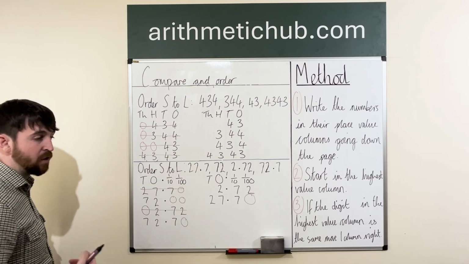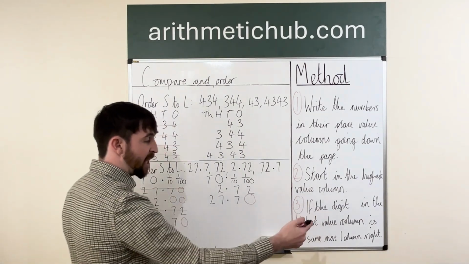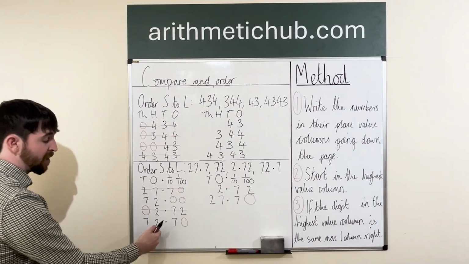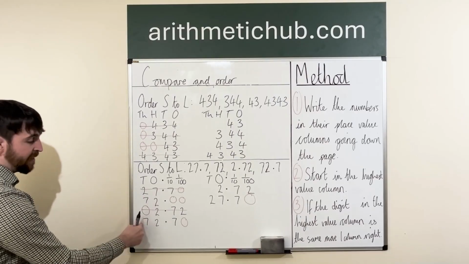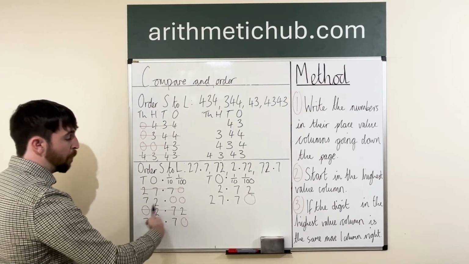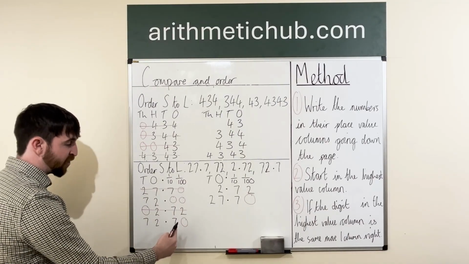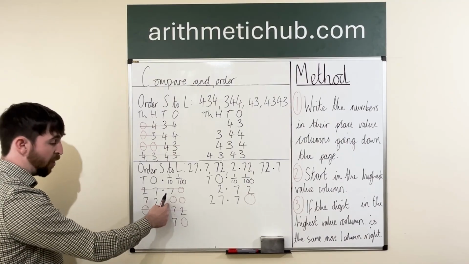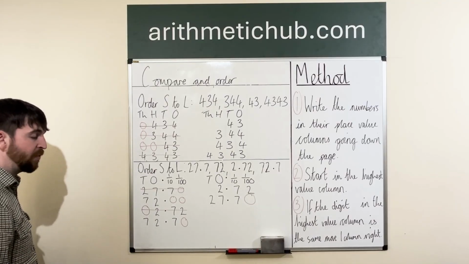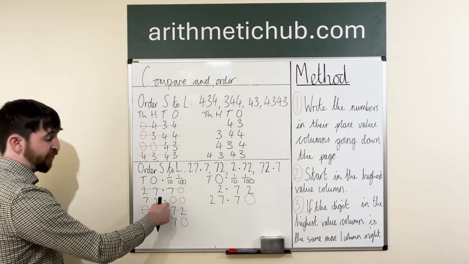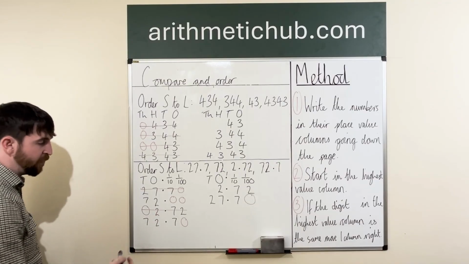So we're going to have to do that again, aren't we? If the digit in the highest value column is the same, move one column to the right. So we move one column to the right again. 7 in the 10s, 2 in the 1s, but now we get into our tenths column. 72 has nothing in the tenths. 72.7 has 7 in the tenths. And we know that 7 tenths is more than 0 tenths, obviously.